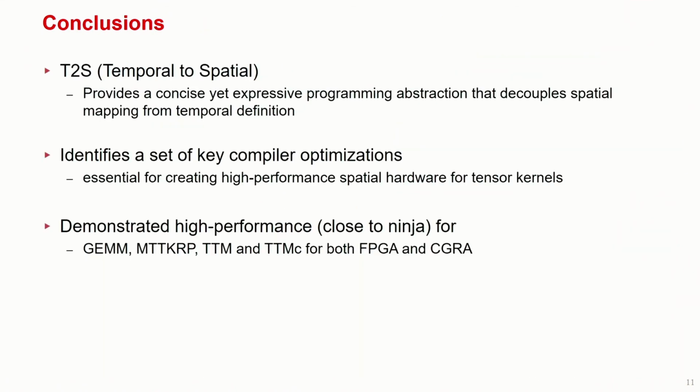And finally, to conclude, T2S provides a concise yet expressive programming abstraction that decouples spatial mapping from temporal definition. It identifies the set of key compiler optimizations, which are essential for creating high-performance spatial hardware for tensor kernels. And finally, we demonstrated high performance for 4 different tensor kernels on both FPGA and CGRAs.